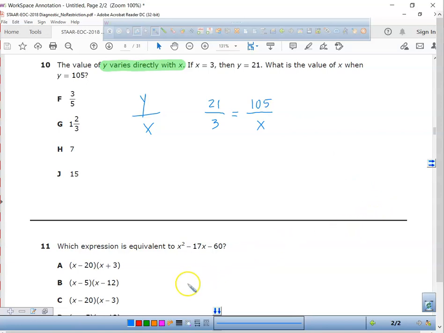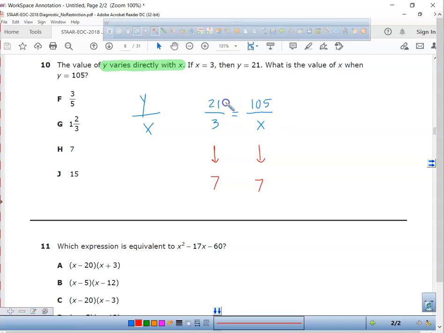Now, there's a couple ways of doing this. Some of you like cross multiplication. Some of you like just doing things in your head. But essentially, 21 divided by 3, what does that become? 7. So 105 divided by this number, what does that also have to equal? 7. So we've got to find the number that works. Some of you like doing stuff in your head to make sure it works.